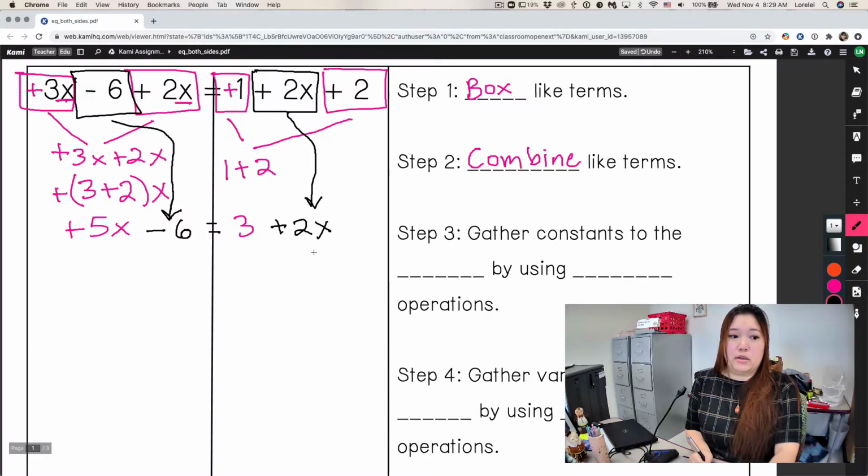It's not going to affect anything. Alright, so that takes care of step 1 and 2, which hopefully should be familiar to you since we've done that previously, but now this is where things get a little different, okay?